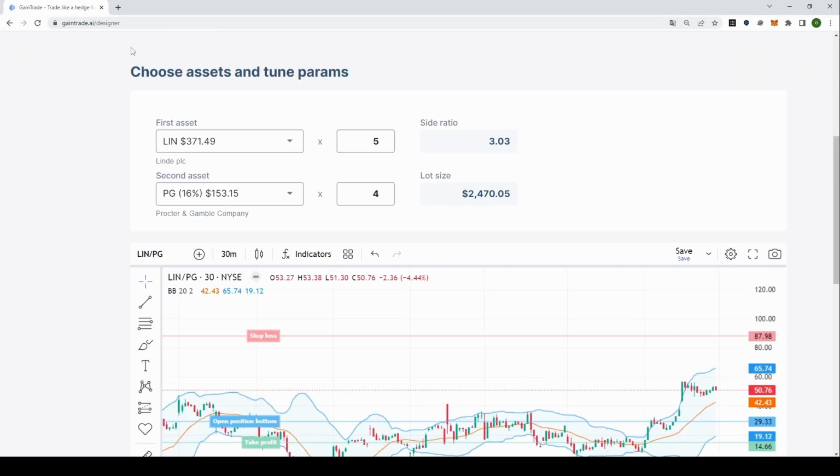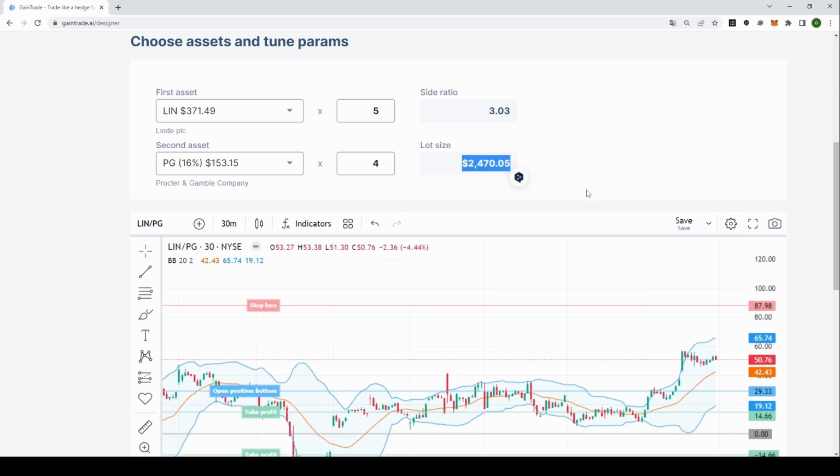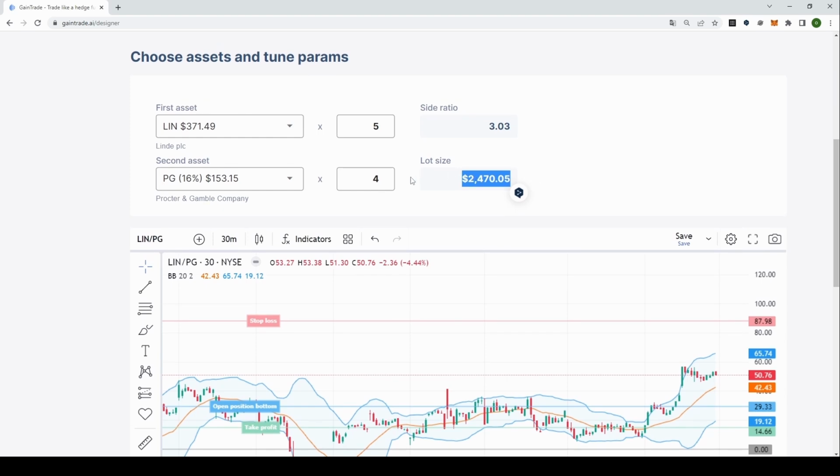The third important advantage provided by the GainTrade bot is the accurate calculation of the trade volume. Take a look at the top panel of the strategy. Side ratio has a value of 3.03. The total lot size is $2,470.05. In this case, the volume in Lindell is equal to 5 shares at a price of $371.49.